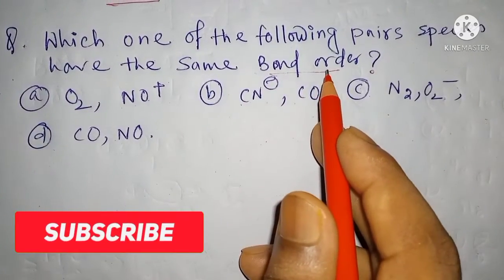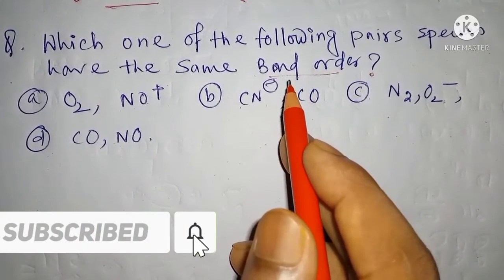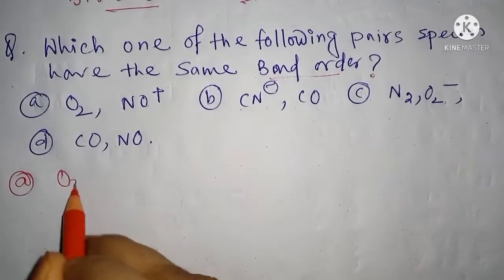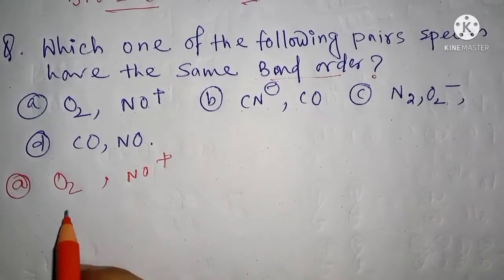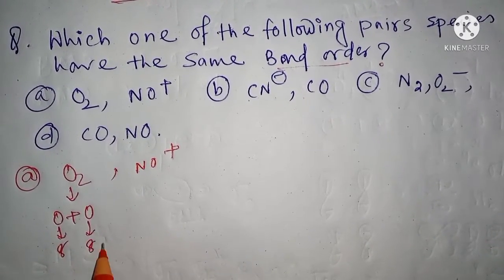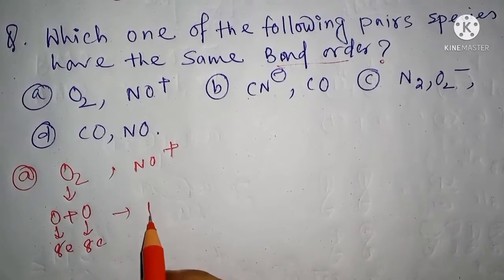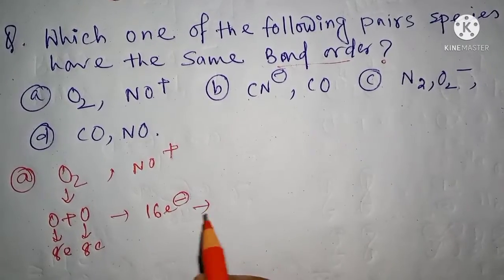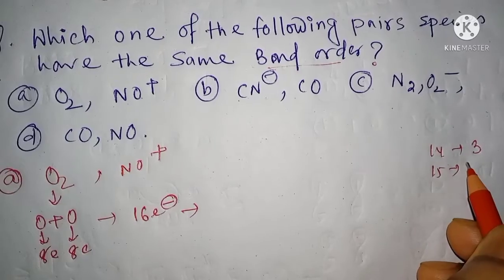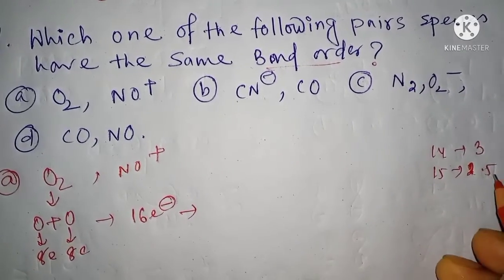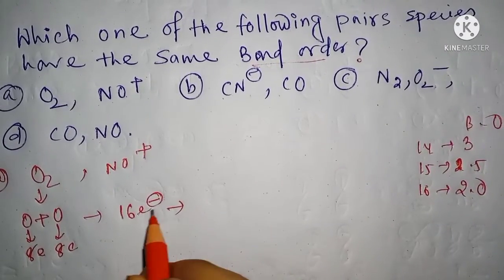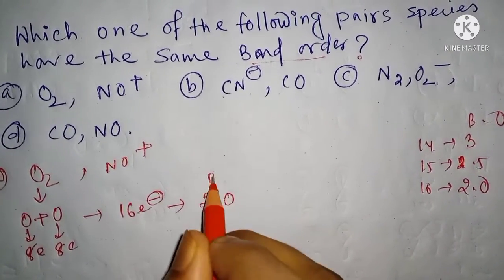Bond order calculation tricks I have already discussed. So first calculate the total electron count. In the first option, O2 and NO plus. O2 is O plus O combined, 8 electrons each, so total in O2 there are 16 electrons. We know 14 electrons is the maximum bond order of 3, 15 electrons is 2.5, decreasing, and 16 electrons is 2.0 bond order. So here 16 electrons is 2.0 bond order.